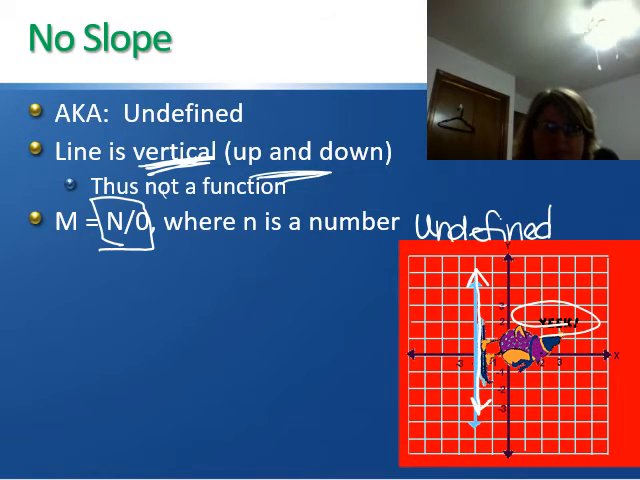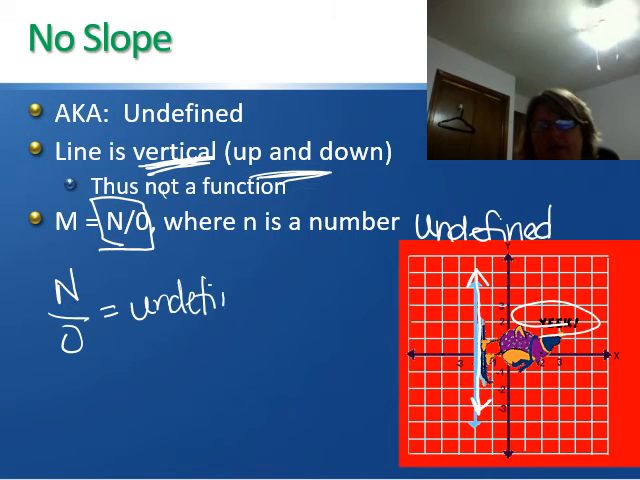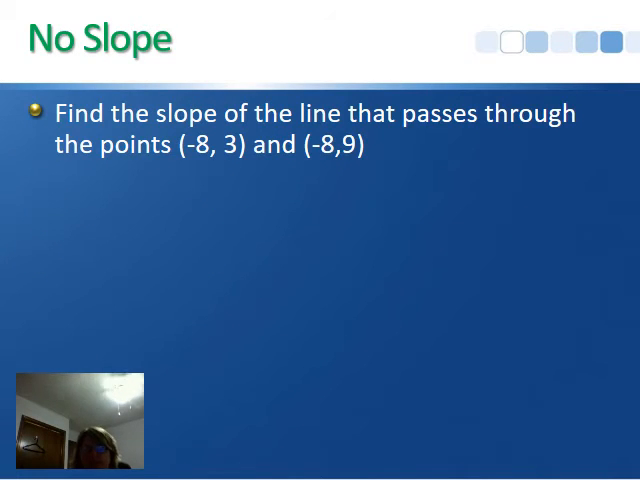No slope, right? Any number divided by 0 is undefined. You can never have 0 on the bottom of a fraction, which means no slope. So here is an example of what no slope looks like.